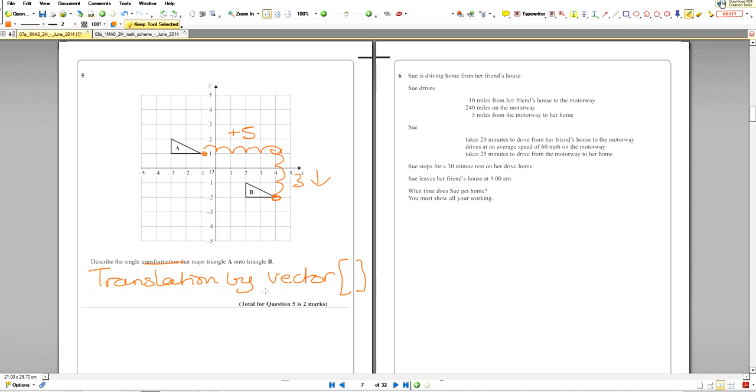So here we're going to have the first number is the x, how much moved across by. Second number is y. Now, because it's going down, it's not going to be plus 3, it will be minus 3. That's done. Okay, next question, number 6.